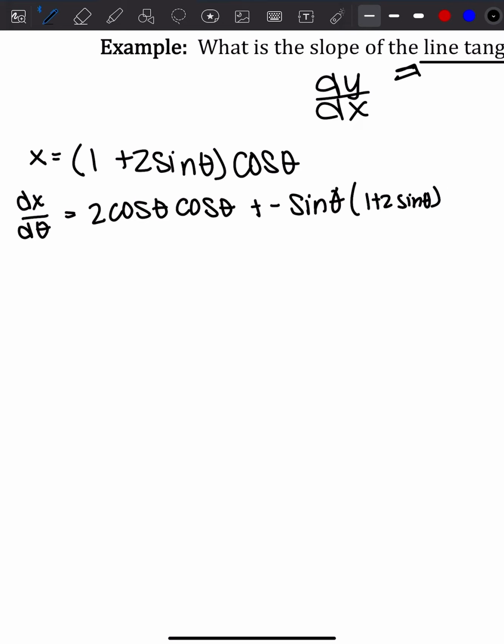Because we're going to be doing some other stuff with this later, it may be nice to simplify what we have here. It may not be nice to simplify what we have here. It just kind of depends on what we see, what we do, all of these kinds of things. So we have 2 cosine squared theta. I'm going to multiply these out. So I have negative sine times 1, so minus sine theta, and negative sine times 2 sine, so minus 2 sine squared theta. So 2 cosine squared theta minus 2 sine squared theta minus sine theta.